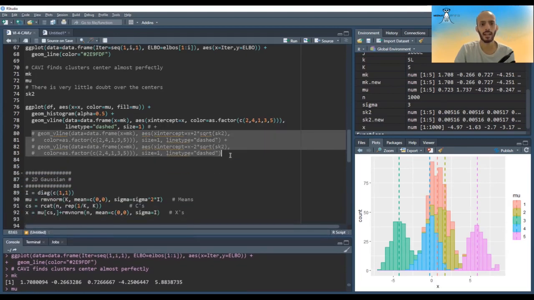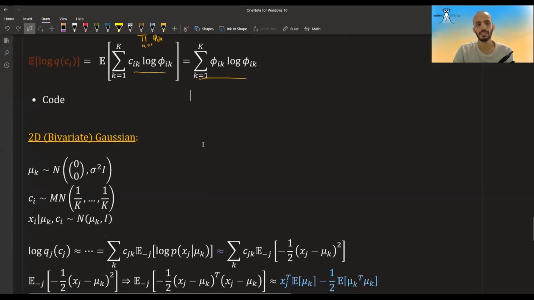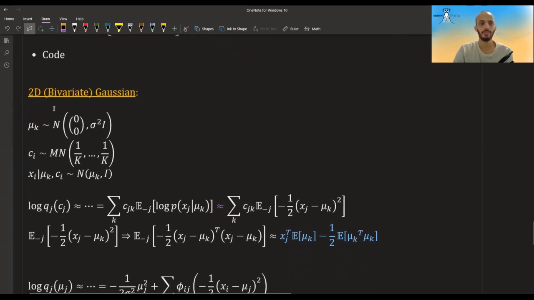Okay, and I also added some code here to draw the two standard deviations, but they are so small that you don't see them really well. You just see the lines really, really close. So I'd rather not paint them. Okay, this was for 1D data, but what if we had 2D data?